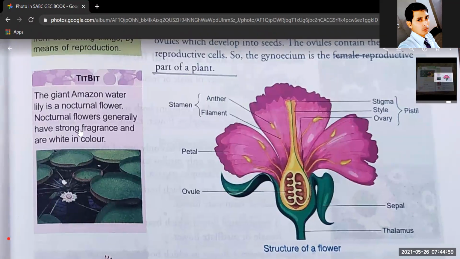Titbit, what is given in the titbit box? The giant Amazon water lily is a nocturnal flower. Nocturnal flowers generally have strong fragrance and are white in color. This is a picture of that nocturnal white flower.